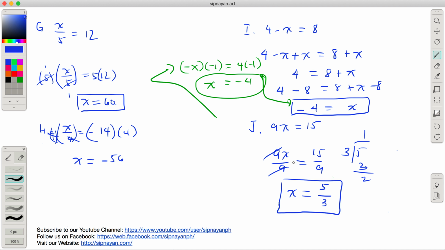Now, this example, letter J, emphasizes that we don't always get an integer. The previous examples were integers, the value of x. So here, of course, you can have a value that's not an integer. Okay, and as you go on, later you'll see values that are even irrational numbers.